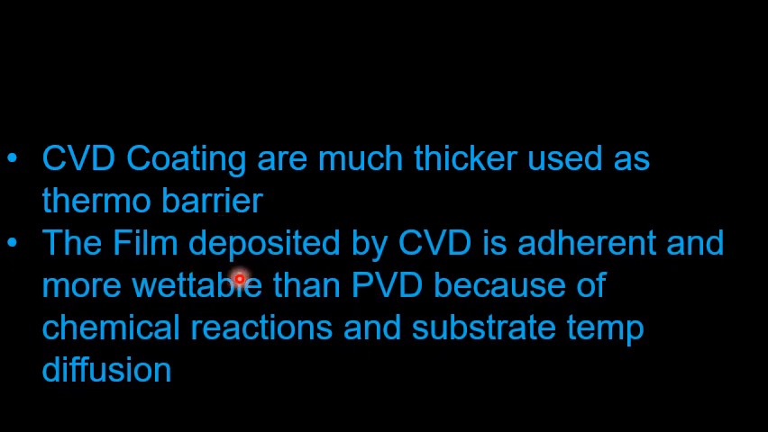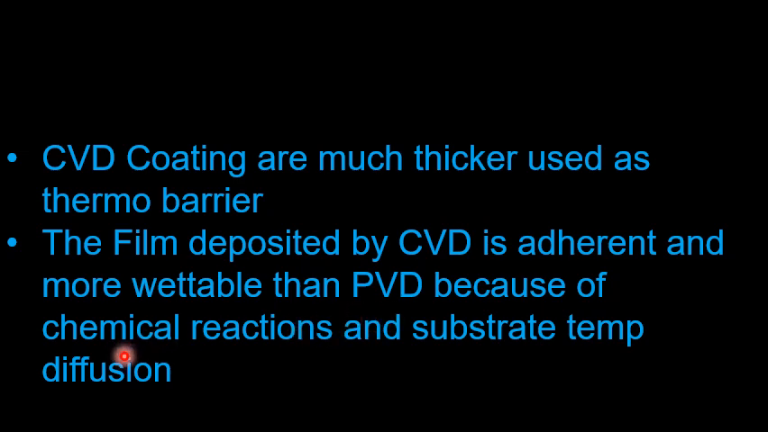The thin film deposited by a CVD process is more adherent and more wettable than that by PVD because of the chemical reaction and substrate temperature difference. Now, this is a very interesting property: you basically get an adherent, strongly interacting thin film with the substrate in the chemical vapor deposition process, and a more wettable thin film by using the CVD process rather than the PVD process.